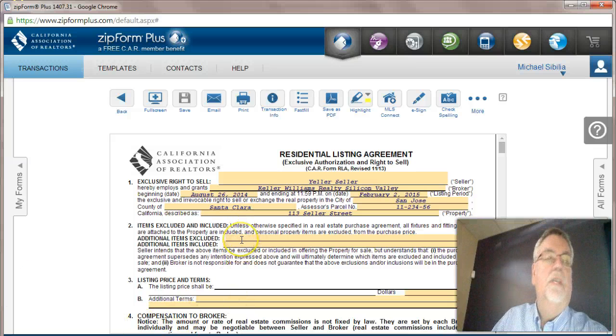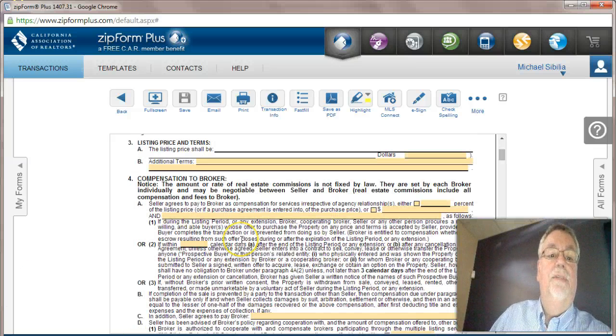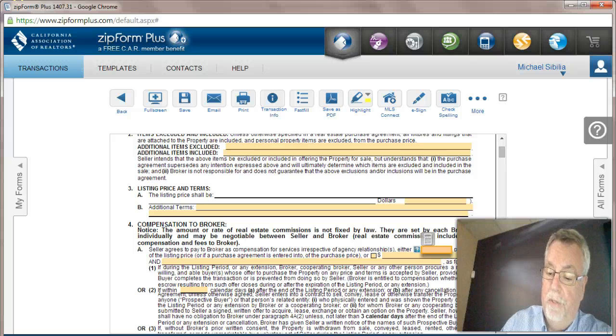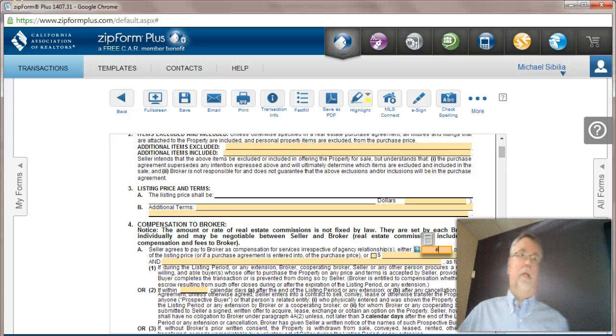You might want to, this gives you an opportunity to write stuff in the form. Compensation to broker. Usually you put in a commission. Now, whatever you write in here is the total commission, including the selling and the listing side.